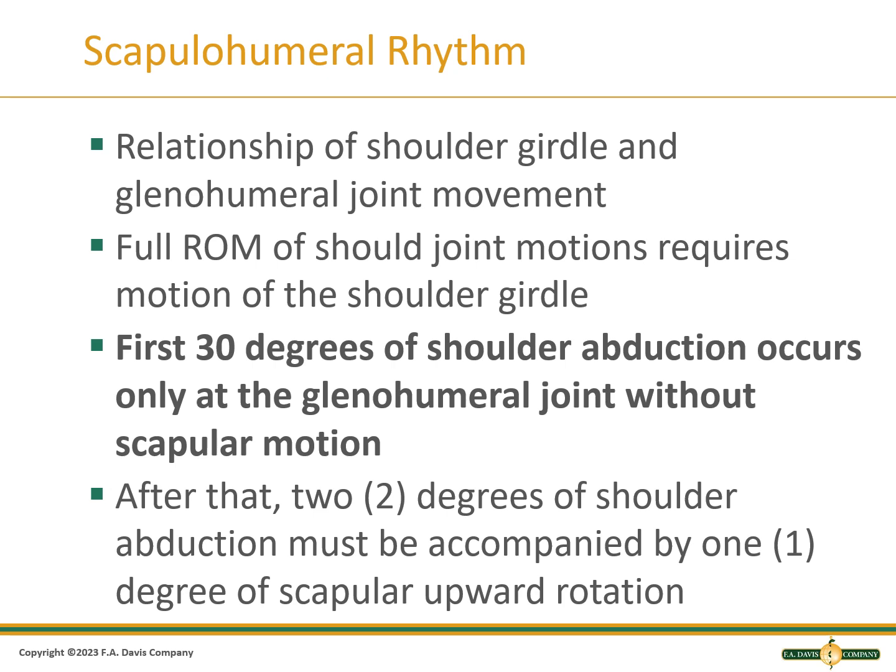The first 30 degrees of shoulder abduction comes completely at the glenohumeral joint. That's the only place motion is occurring as the humeral head is moving inside the glenoid fossa. But after that first 30 degrees, for every 2 degrees of shoulder abduction, we have to have 1 degree of upward rotation of the scapula.